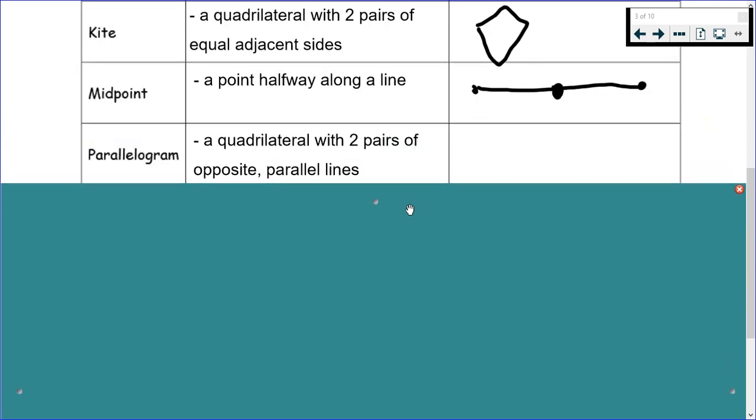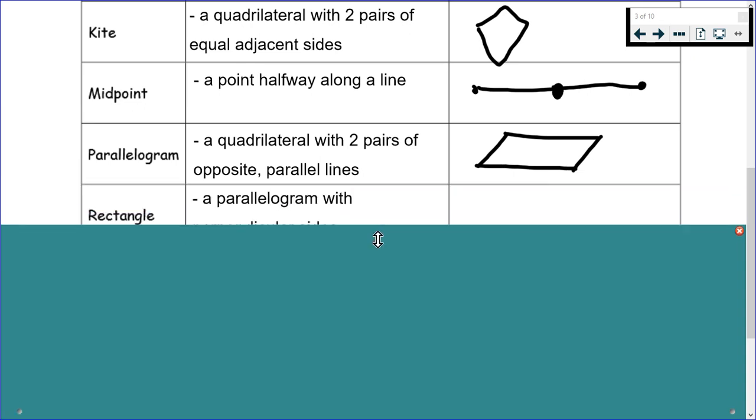A parallelogram is a quadrilateral with two pairs of opposite parallel sides. Lateral means side, quad means four. So we're just talking about four-sided shapes. That's all that quadrilateral means. Two pairs of, so the sides need to be opposite and parallel. These are opposite each other and they are parallel, and these are opposite each other and are parallel. So this is an example of a parallelogram. Four sides, one pair of opposite parallel lines, and another pair of opposite parallel lines.